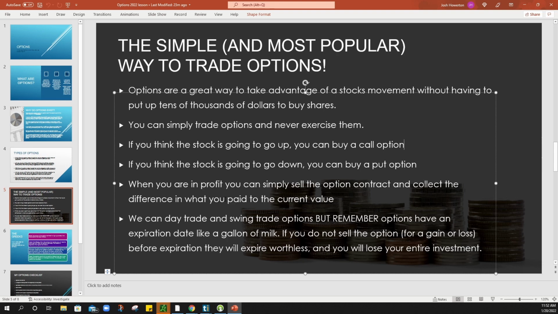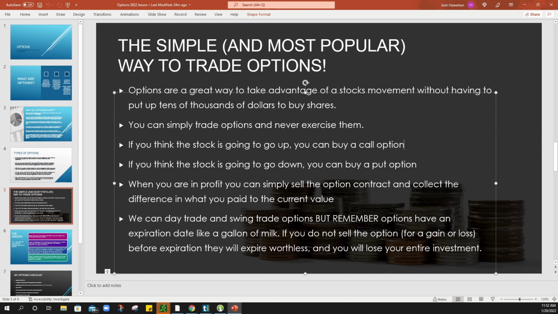And the same thing with puts, guys. If I think the market's going to go down, if I think the stock is going to drop, I would want to buy a put option. And if the stock does drop, I will get to collect the difference from what I paid to what the current value of that put option is. So we can day trade options and we can swing trade options.